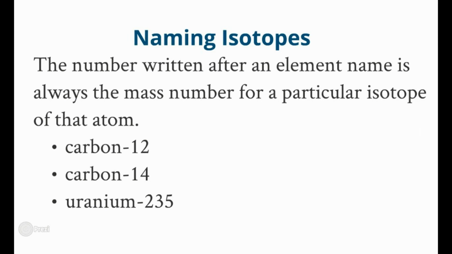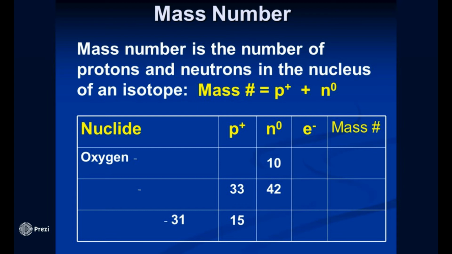So the number written after the element is always the mass number of a particular isotope of that atom. So carbon 12, the mass number is 12. Carbon 14, the mass number is 14. But uranium 235 is a certain type of isotope also. The mass number is the number of protons and neutrons in the nucleus.